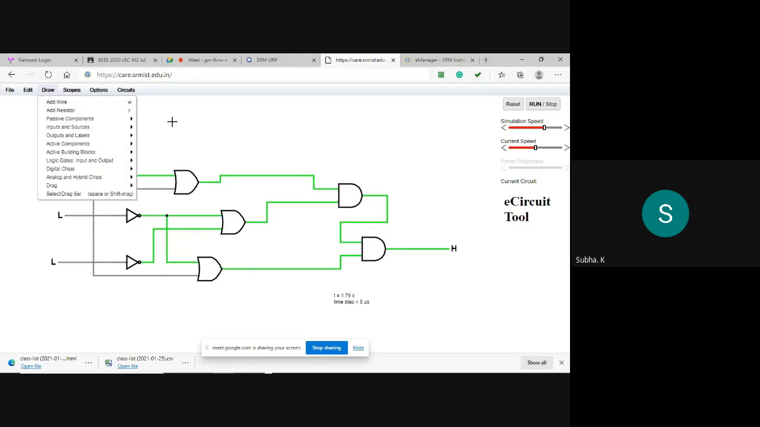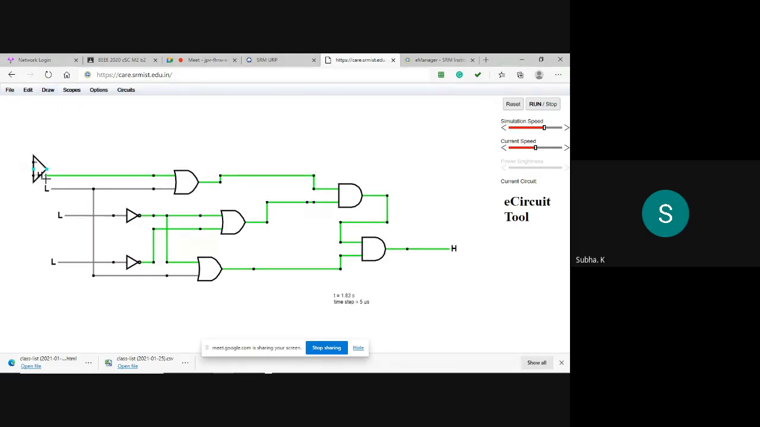It's not possible to name a thing. Okay, so I am considering this one as my A, this one as my B, and this one as my D. Actually, all are able to follow.